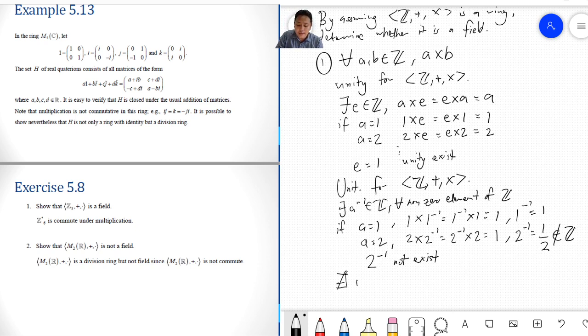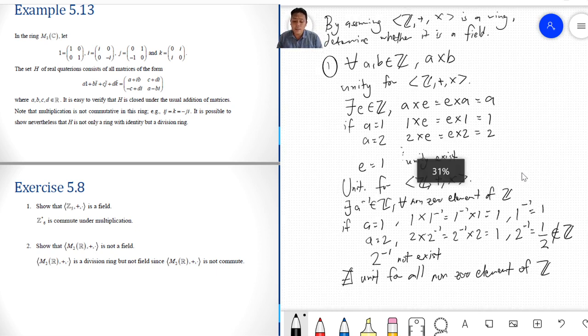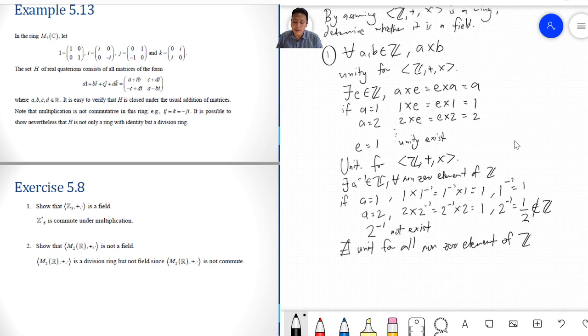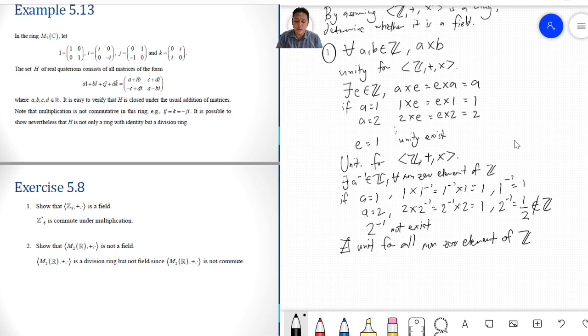Based on this counterexample alone, it can be shown that there does not exist a unit for all non-zero elements of the integers. Therefore, by this counterexample alone you can already verify that this is not a field. But if the question asks you to check all the properties of a field, again you need to also check for commutativity as well. Is it commutative?